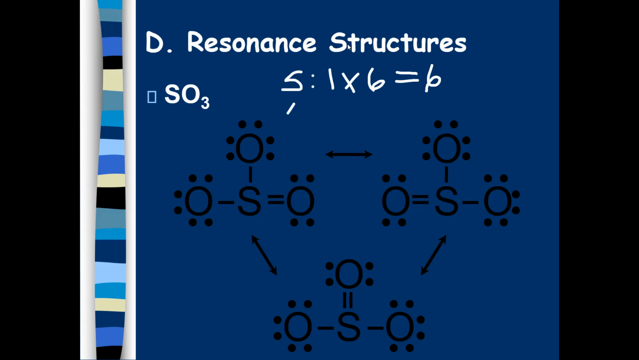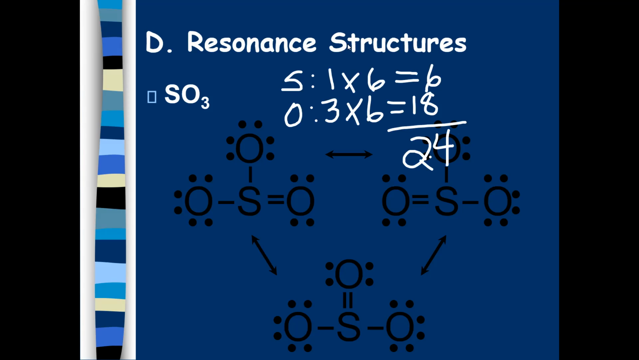We have 3 oxygens, also in group 6. So that gives us 18, correct? Which is a total of 24. Okay, now we are going to do what we have been told to do, which is put the sulfur in the middle and then put 3 oxygens around it.